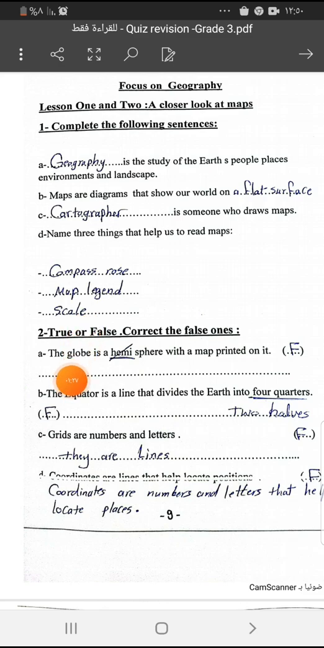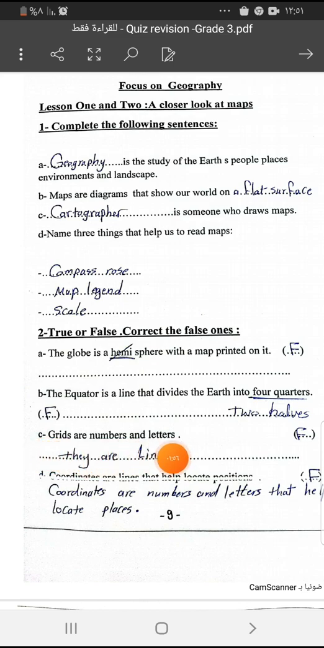2. True or false? The globe is a hemisphere with a map printed on it. False. The globe is a sphere. The sphere is a complete ball, but a hemisphere is half of it. Of course, in order to correct the sentence, you should say the globe is a sphere with a map printed on it. B. The equator is a line that divides the earth into 4 quarters. No. Into 2 halves. It divides the earth from the middle into northern part and southern part.